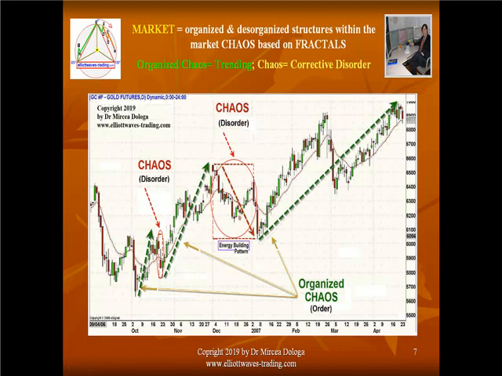Like we said, the market is an organized structure within the market chaos based on fractals. Trending is nothing else but organized chaos, and the corrective disorders are nothing else but the chaos itself. On this chart, we see 3 swings, first, second, and third, which form an organized chaos, so it's the order of the market. Then we have the allocated corrections, the first and the second, which are both disorder zones and they mirror the chaos itself.